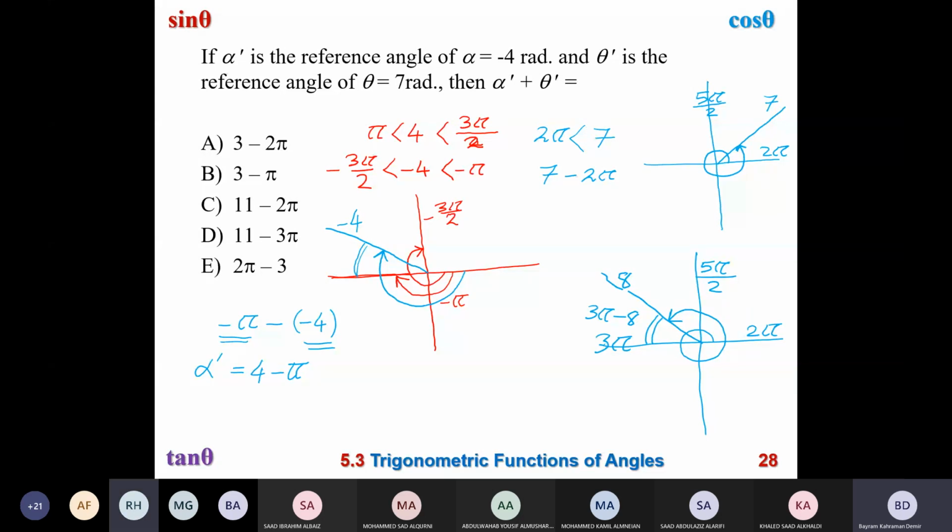Exactly. It's clear now. So the reference angle of 8 radian is 3 pi minus 8. Yes, but in the first graph, it's in the first quadrant, and we said the reference will be equal to the original angle, isn't it? This is not a small angle, Shabab. So this is not a small angle in the first quadrant. This is not an acute angle. So with big angles, it's another story. This 7 radian is greater than 1 rotation.